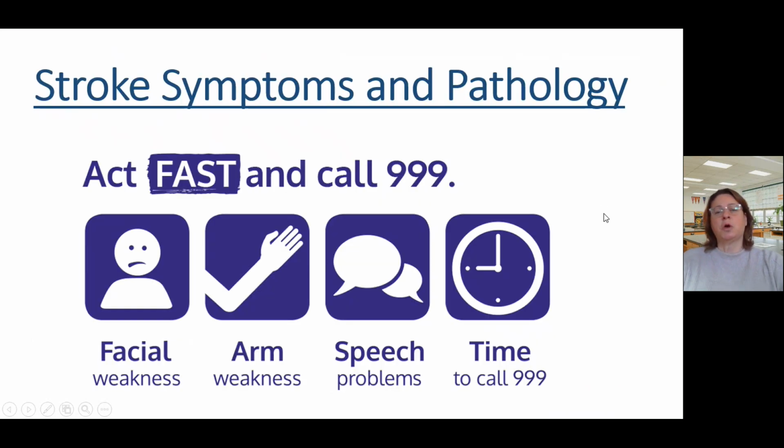And I hope you know the keyword FAST for if you see, it's usually one-sided facial weakness or the face dropping on one side, one arm or one side of the body going limp and not responding, speech problems, somebody suddenly having slurred speech. At that point, you do not want to muck about. At that point, you are calling for an ambulance.